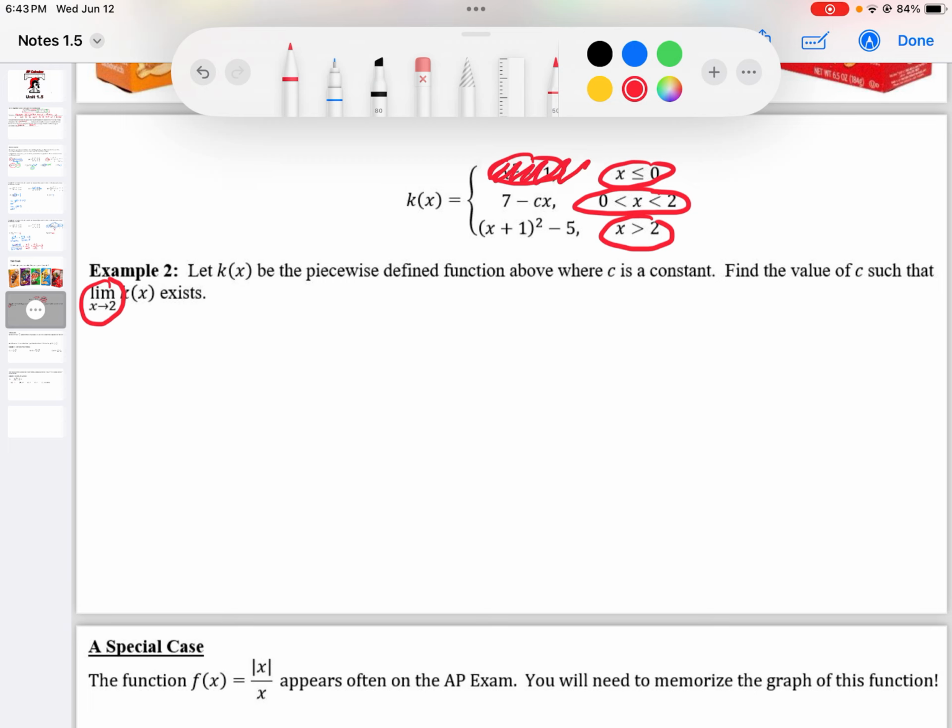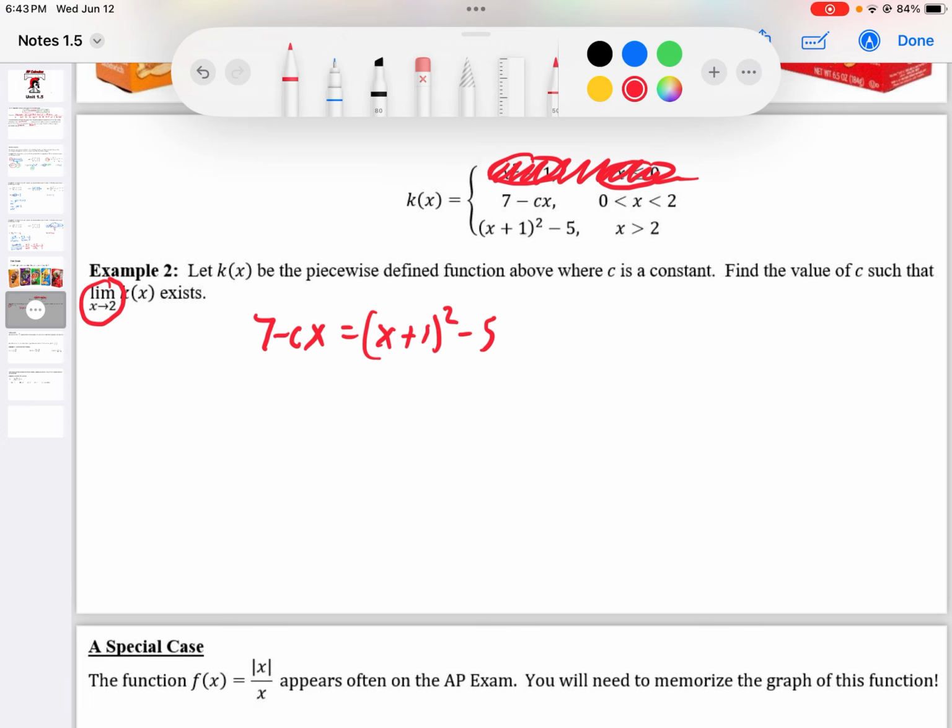So really, I don't need that extra part up there. That's just extra, there to throw me off. It's all about what's happening at 2. What's happening just to the left of 2? What's happening just to the right of 2? And what I need is the c value that would make that limit exist. And the limit exists if the left-handed limit equals the right-handed limit. So if the function value on the left is equal to the function value on the right.